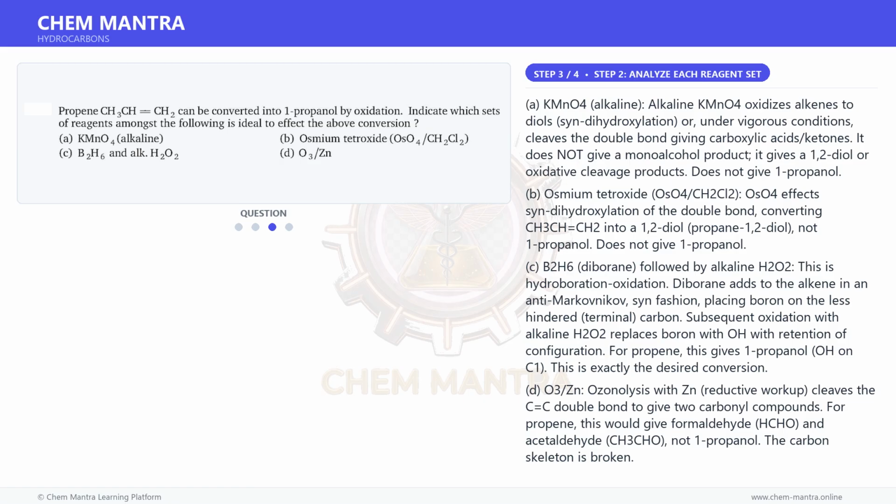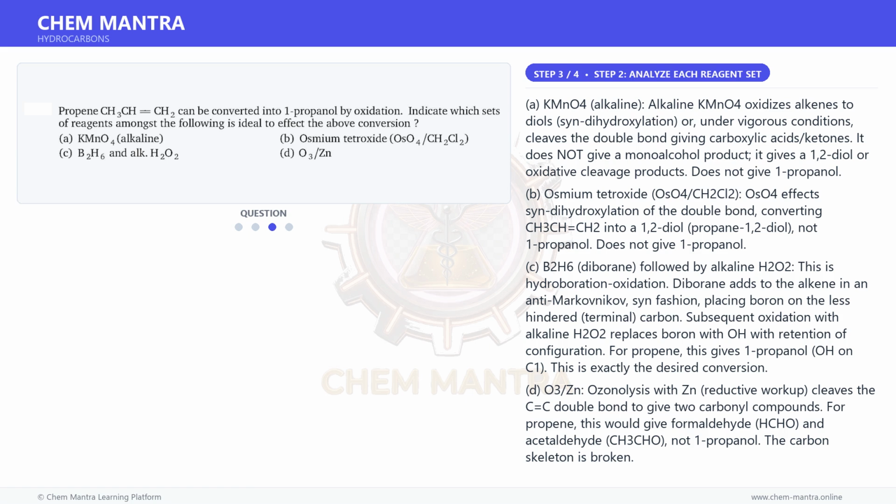B. Osmium tetroxide, OsO4 in CH2Cl2, effects syn hydroxylation of the double bond, converting CH3CH=CH2 into a 1,2-diol, propane-1,2-diol, not 1-propanol. Does not give 1-propanol.